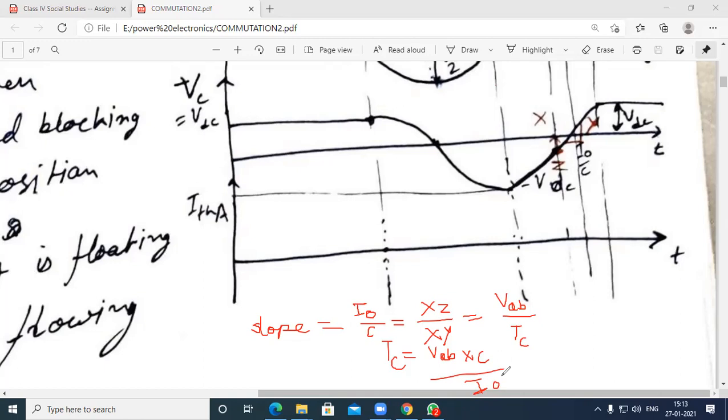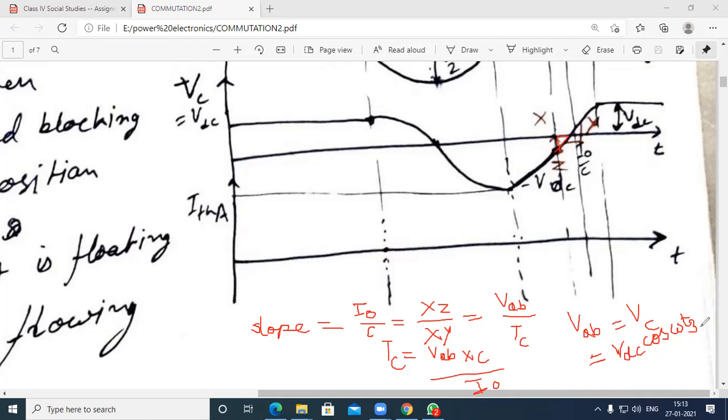Now, what is VAB? VAB is the voltage across the capacitor, and that is equal to this voltage, which is equal to VDC cos omega T3, because it is the cosine of the time T3, multiplied by VDC. Okay.